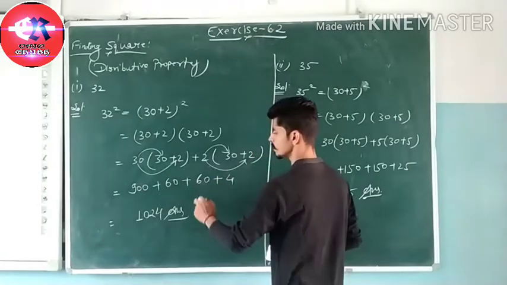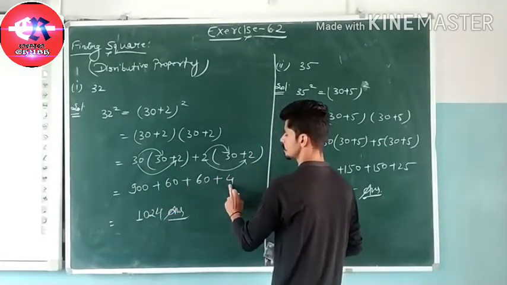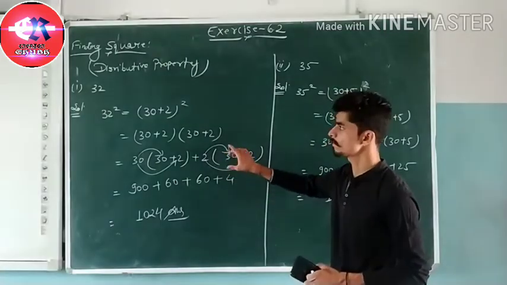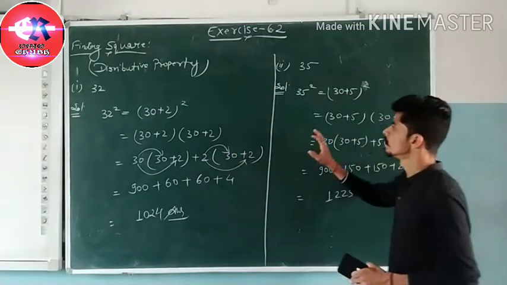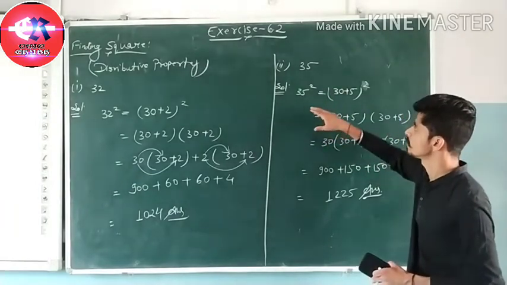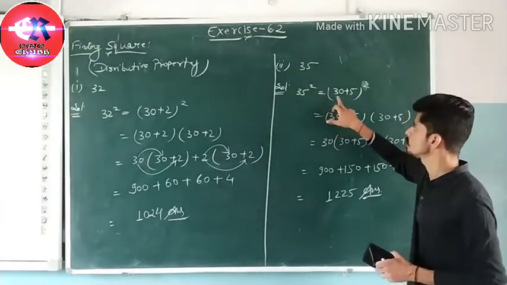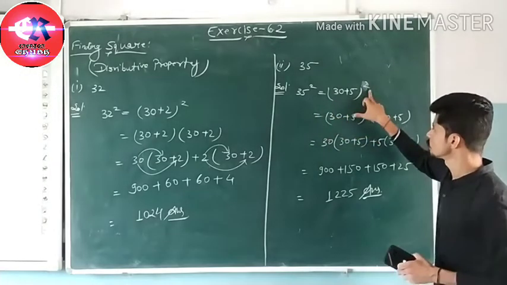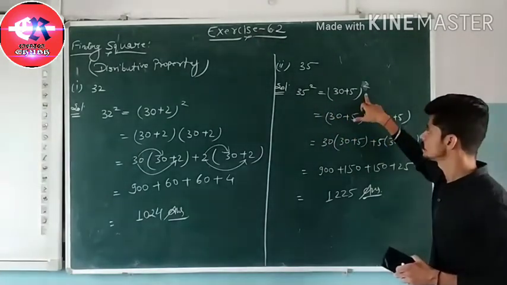Now add all these numbers. 900 plus 60 plus 60 plus 4 is equal to 1024. That's all for the first question. Now the second question is quite similar to what we have done before. 35 square is equal to 30 plus 5. We can write 30 plus 5 two times because there is a square.